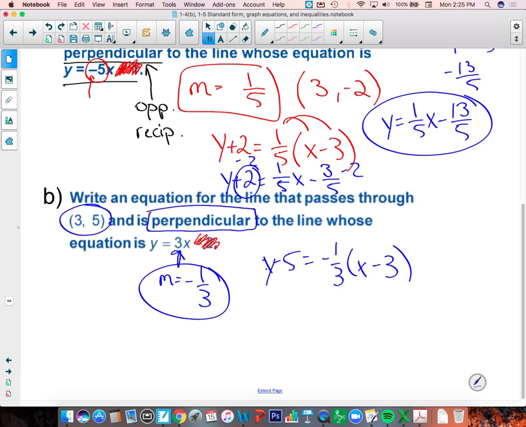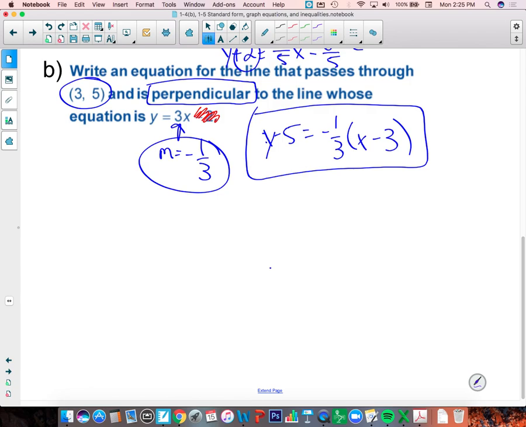All right, and then we need to change this to slope intercept because actually it doesn't specify. So you could leave it like this if you wanted to. This would be an answer. It doesn't specify. Okay, but for those of you who went through and changed it to slope intercept, remember we have to distribute there.